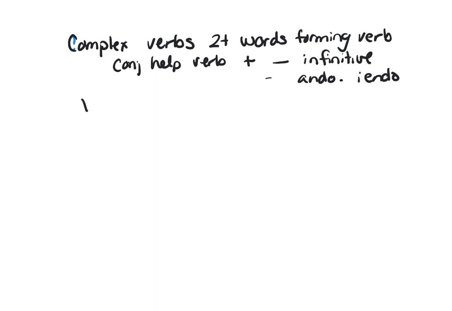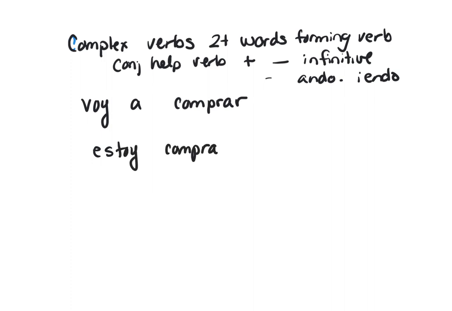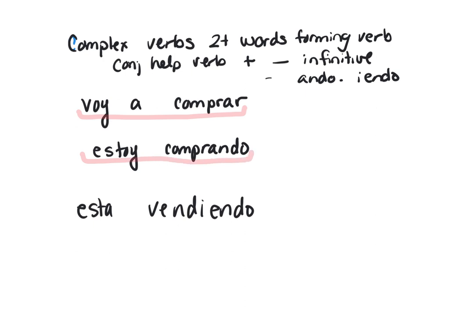Right, so these are things like voy a comprar, two parts, or estoy comprando, or está vendiendo. So all of these have a verb that has two parts. So this whole thing is the verb. You are never, ever going to put anything in the middle, okay? So you're never going to put anything between these. Our options are put our pronouns before or put them after, okay?